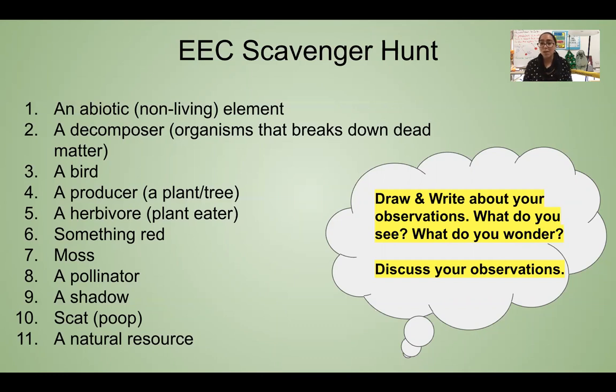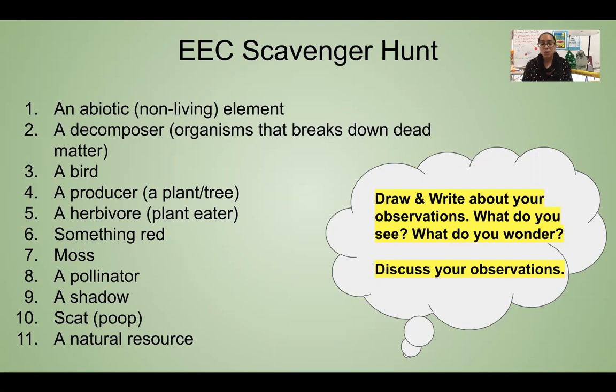And here at the Environmental Center, we have a lot of poop. Poop from both our pet animals in the classroom, poop from our livestock animals in the farm, and then poop from the wild animals that live in our woods and prairie. And then number 11, a natural resource. So something in nature that we use that's valuable for us.